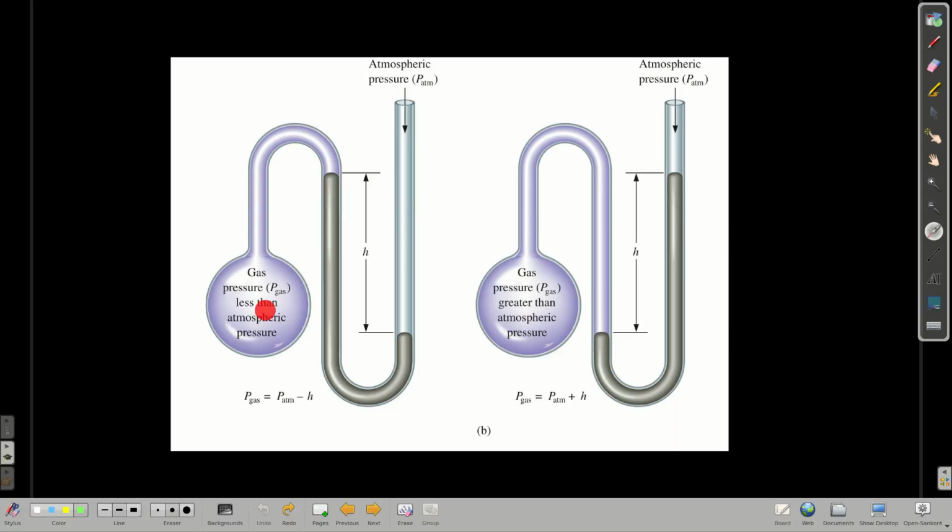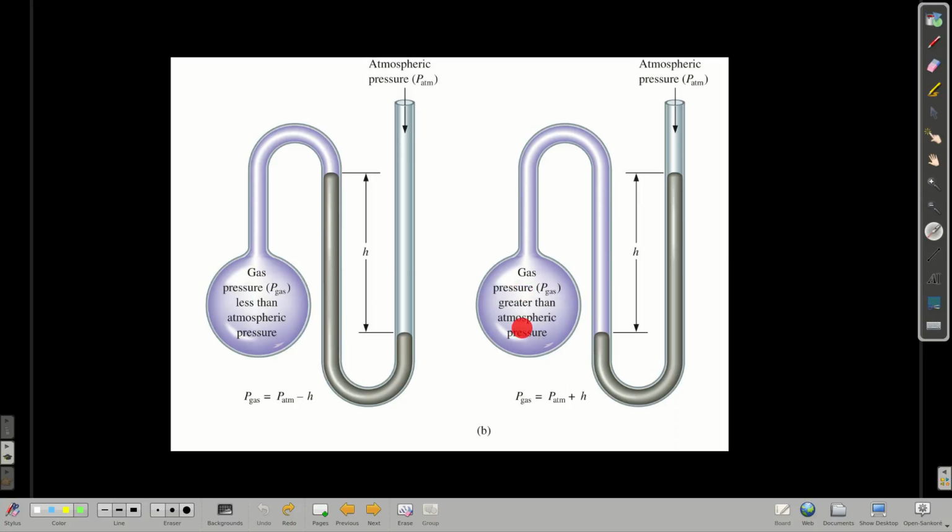But if the pressure inside of this flask is less than the atmospheric pressure, the atmosphere is going to push this side down and up over here, and so we can say that the pressure inside of the flask will be equal to the atmospheric pressure minus this height right here. Because remember, the height of a column of mercury is a unit of pressure.